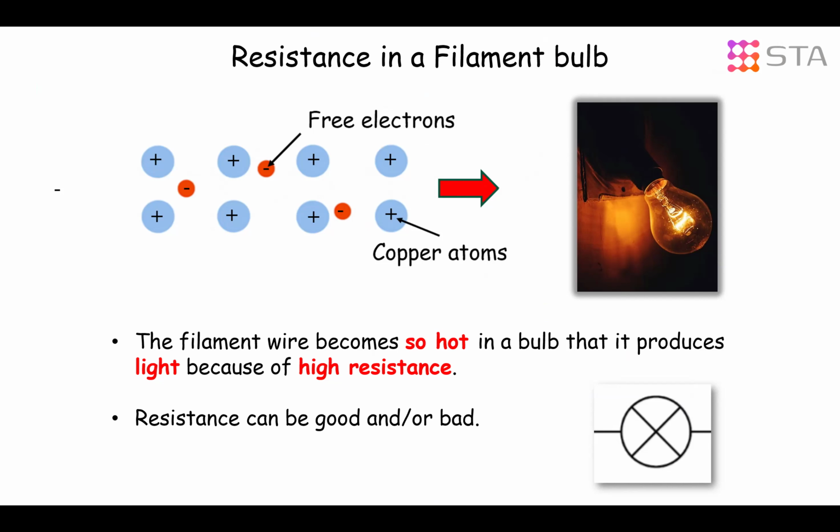Now resistance can be good and it can be bad. In this case, it's good because you're getting a white light or yellow light. So this is the basis on which filament bulbs work. But it can also be bad because a lot of energy is dissipated as thermal energy or heat energy. So, in other words, these filament bulbs are not very efficient because a lot of the energy is transferred to thermal energy rather than light energy.